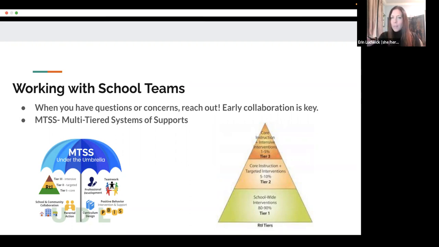It also helps us be systemic in how we're thinking. So there's a system to how we're determining how we're supporting different students. So you can click to the next slide.